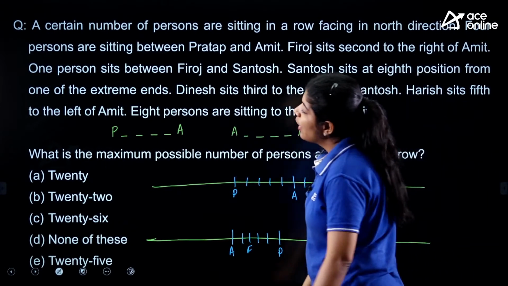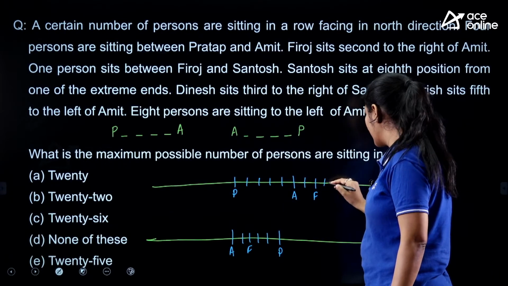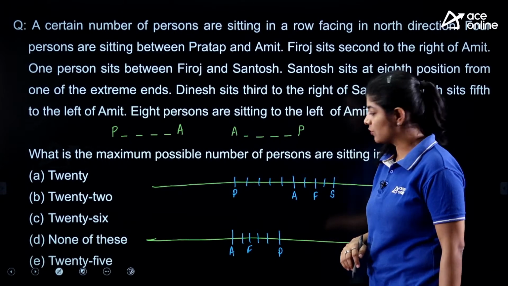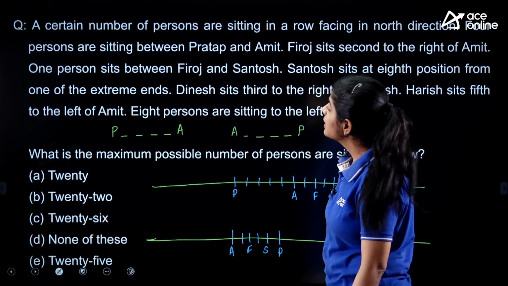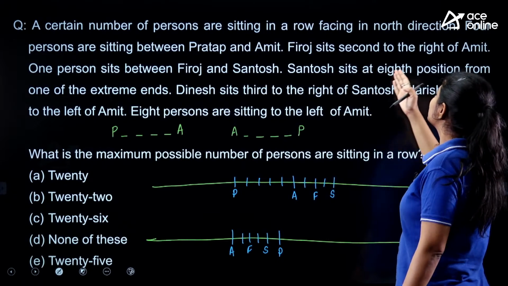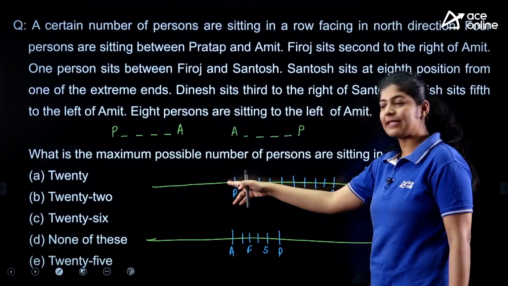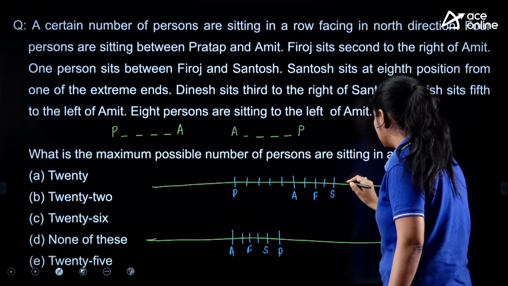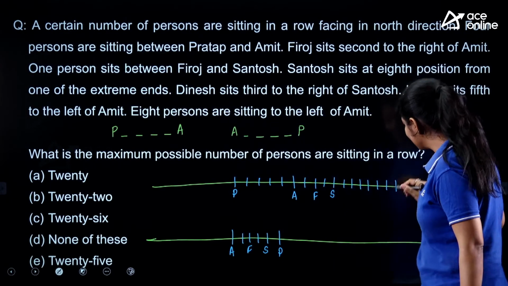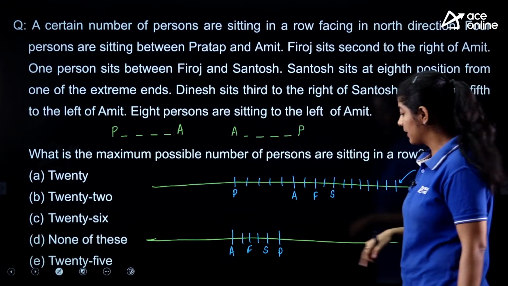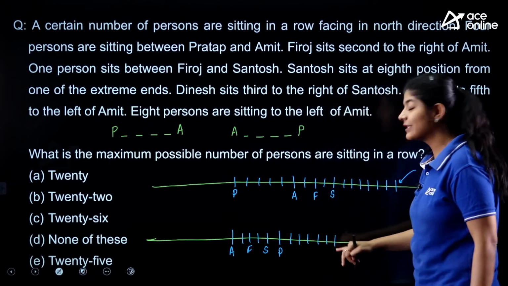Next. One person sits between Feroz and Santosh. We can't go this side, so there's one person between Feroz and Santosh, and here is the position of Santosh. Next. Santosh sits 8th from one of the extreme ends. So 8th position: 1, 2, 3, 4, 5, 6, 7, 8. This is my extreme end. For the other one, 1, 2, 3, 4, 5, 6, 7, 8, and this is my extreme end.